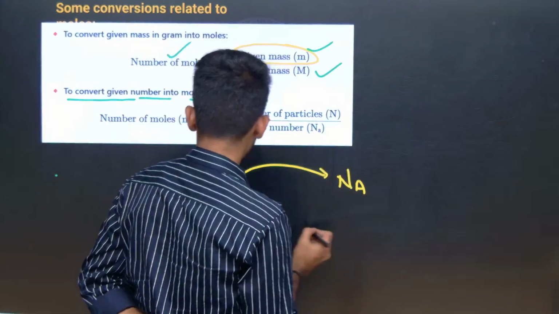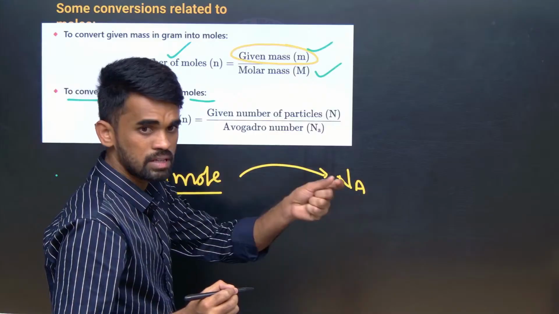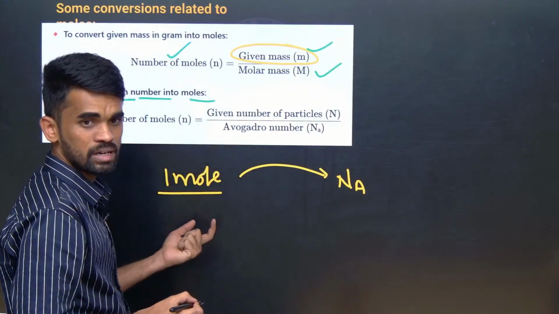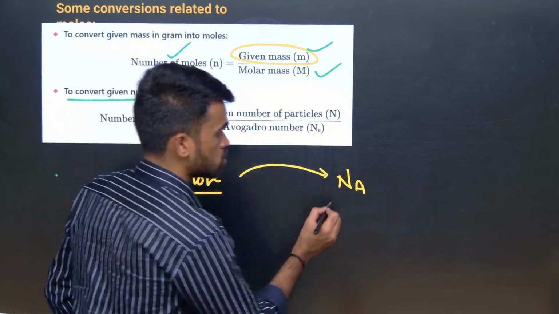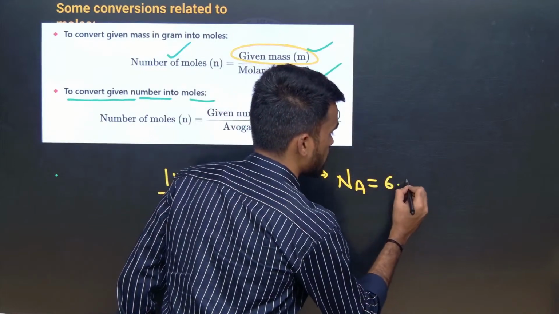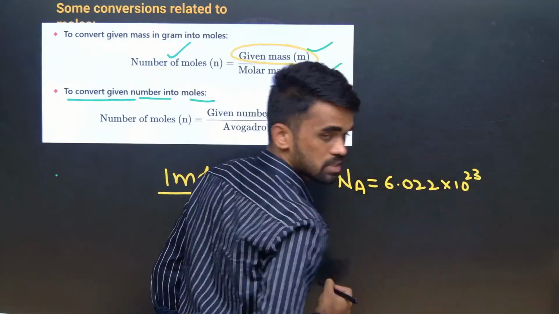See, 1 mole of a substance is given. It means Avogadro number of that substance's particles will be there. So if 1 mole of carbon is given, it contains Avogadro number of carbon atoms. Na means Avogadro number, which equals 6.022 × 10^23 atoms.